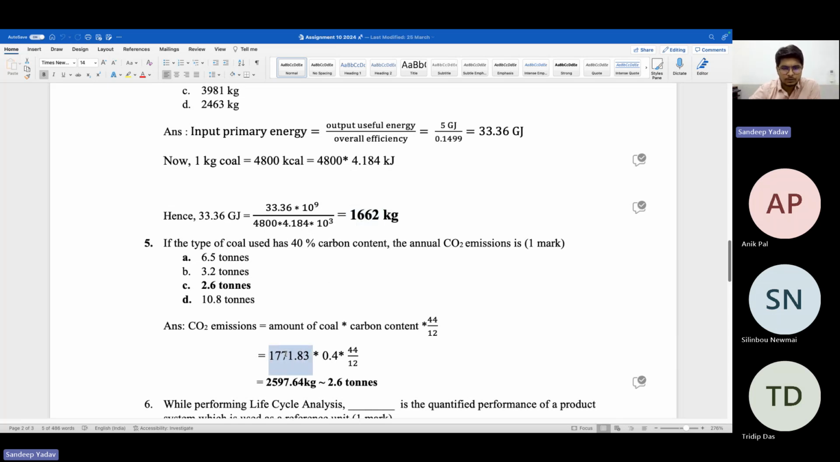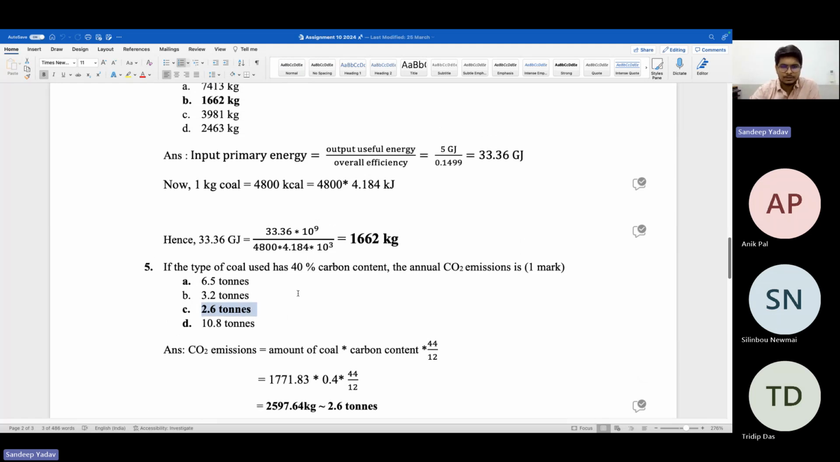So that will be 1662 into 0.4 into 44 divided by 12. That comes out to be 2.436, and the nearest answer that you will get is 2.6 tons. So that will be the final answer.